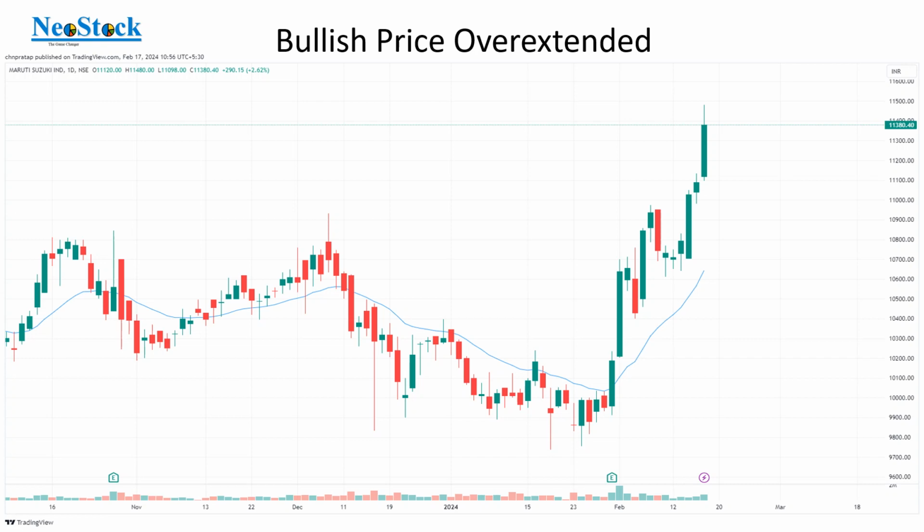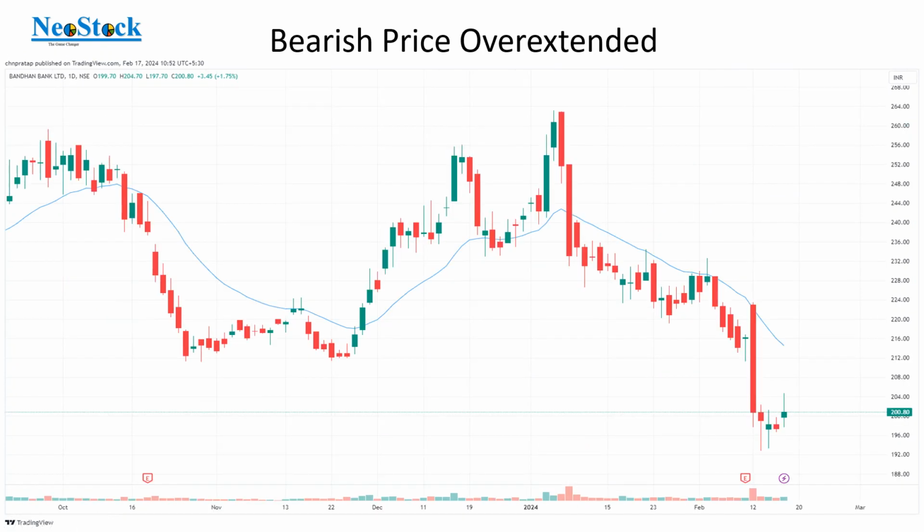But this example is bullish overextended because from the EMA, prices move towards the up direction. See the next example. This is Bandhan Bank. See in the recent price, what happened from the EMA? The prices move towards the down. There is a price overextended, but towards the downside. Because the overextension is towards the downside, we are calling it a bearish price overextended or bearish price overextension. Either way you can call.